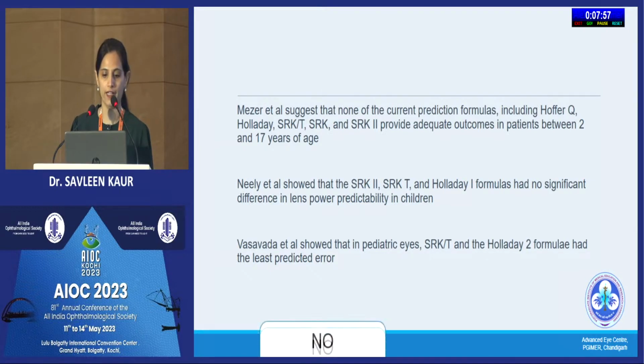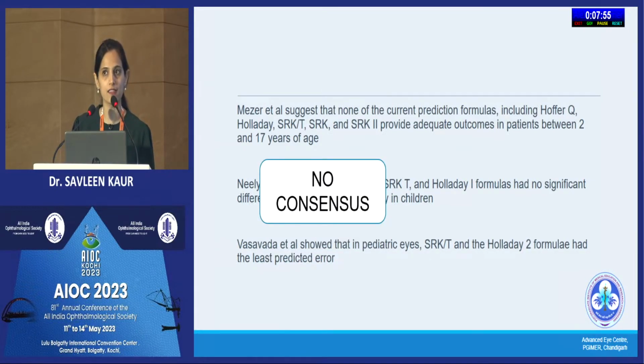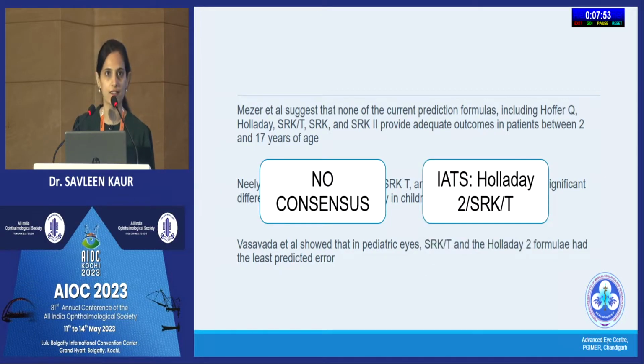They might be normal for their age, and you might not be using the correct formula if you're using a formula for a smaller eye. So currently there is no consensus, but we are following what the IATS has taught us, that Holladay 2 and SRK/T are the least inaccurate formulas. So these are the formulas that we use in children.